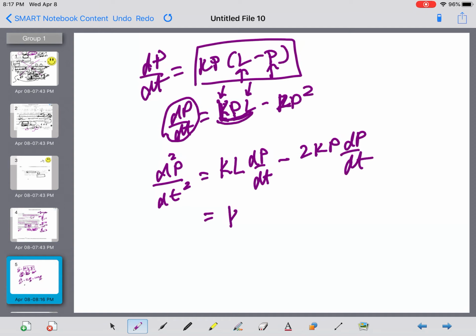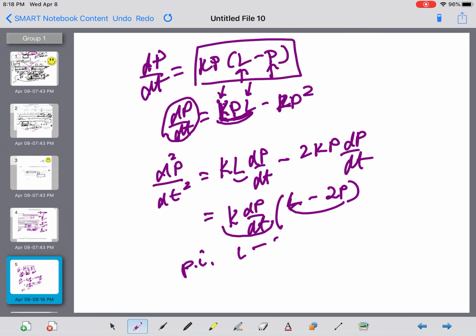All right, now I'm going to factor out a k and a dP/dt, and that leaves me L minus 2P. All right, now I'm going to look for my point of inflection. So my point of inflection, you set this equal to 0. Well, these won't equal 0 because those are going to be constants. If I set L minus 2P equal to 0, I find out L equals 2P, or P is L over 2. So we find out this real cool thing. Our point of inflection is always going to be half of the limiting factor.